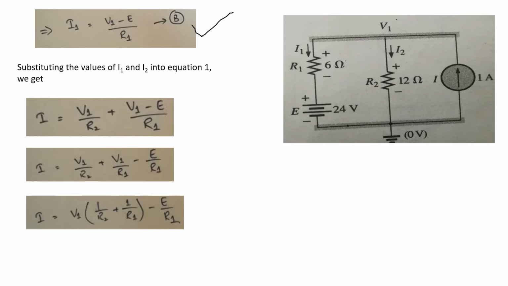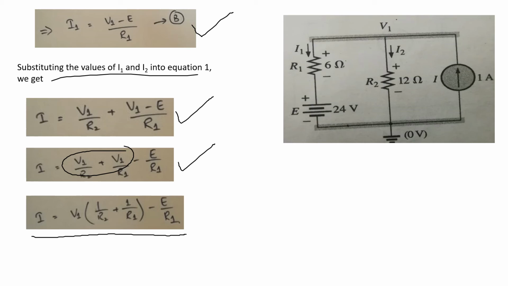Substituting the values of I1 and I2 into equation 1, we get I equals V1 by R2 plus V1 minus E divided by R1. When we simplify this equation, you get I equals V1 by R2 plus V1 by R1 minus E by R1. Now taking V1 as common, you get I equals V1 into (1 by R2 plus 1 by R1) minus E by R1. This is the simplified equation.